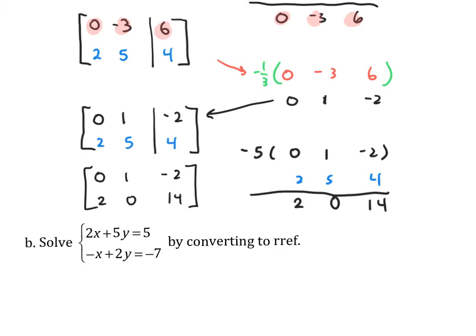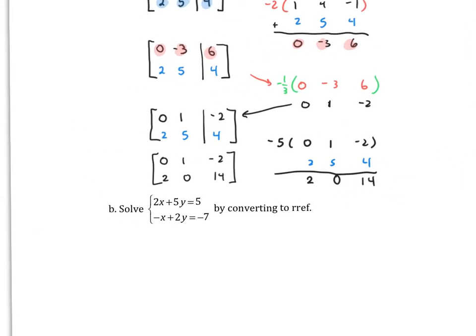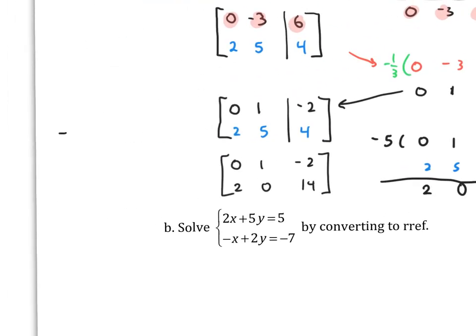Now I did run out of space here, my apologies, so I'm going to have to do the work over there. Okay, now the last thing I need to do is just like I did here. Notice I need to get from the -3 to a 1. So here I need to get this 2 to a 1. So cut everything in half. That's it. Cut everything in half. So the top is still 0, 1, and I'm forgetting the bar there, -2. Cut the bottom in half to get 1, 0, and 7.